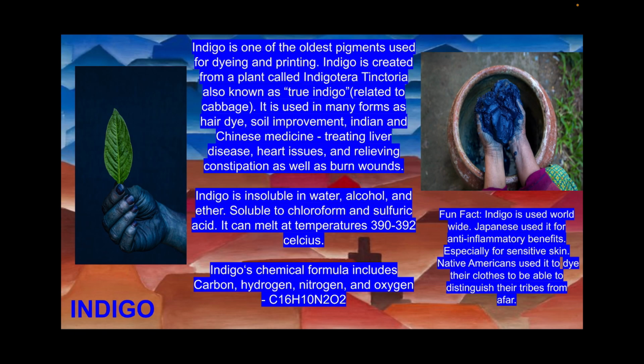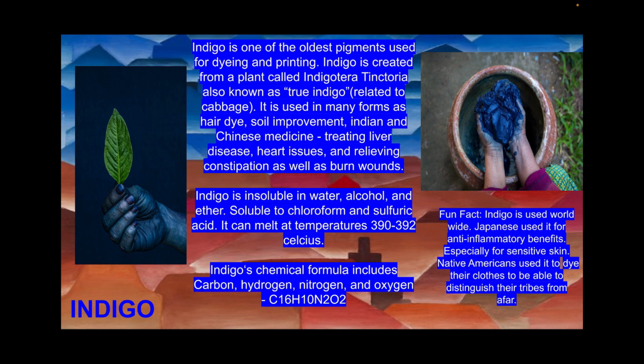Indigo. Indigo is one of the oldest pigments used for dyeing and printing. Indigo is created from a plant called Indigofera tinctoria, also known as true indigo. It's also related to cabbage. It is used in many forms as hair dye, soil improvement, Indian and Chinese medicine, treating liver disease, heart disease, and relieving constipation as well as burn wounds.